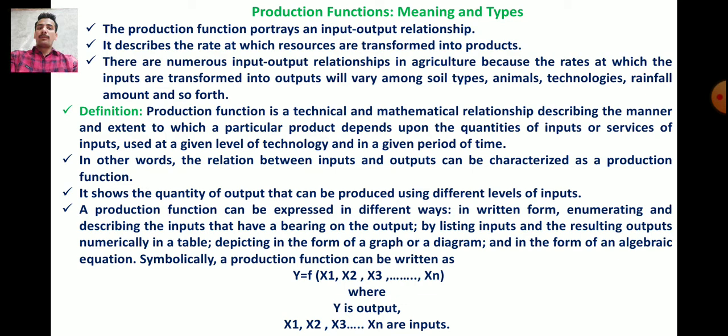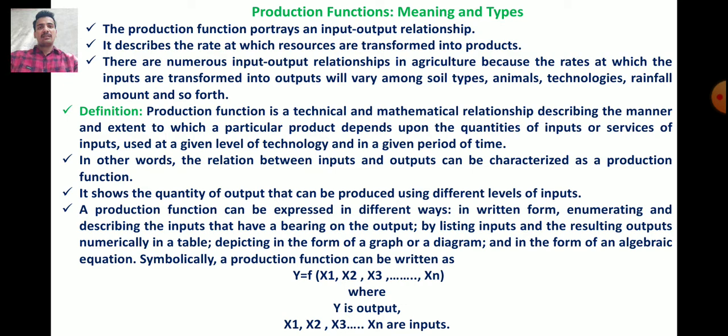There are different ways to express the production function: in a written form, enumerating and describing the inputs that have a bearing on the output; by listing inputs and the resulting outputs in a numerical table; and depicting it in the form of a graph. Means we can draw the graph of the input and output relationship, then graph or diagram, and in the form of an algebraic equation. You can express it algebraically also.